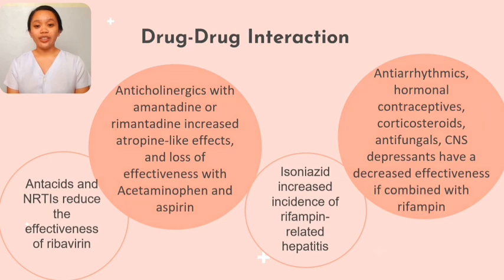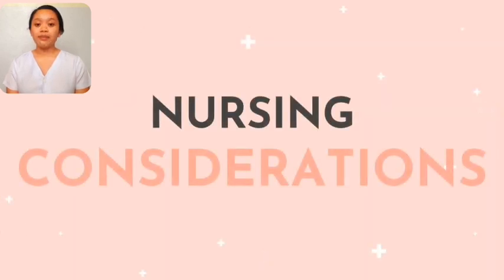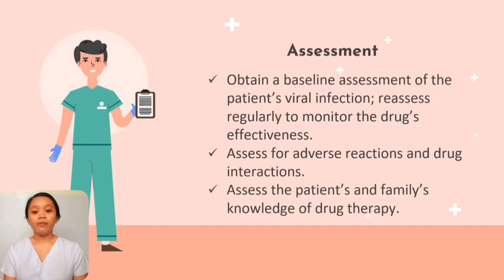Next are the important nursing considerations when administering antiviral agents for influenza A and other respiratory viruses. For assessment, obtain a baseline assessment of the patient's viral infection. Reassess regularly to monitor the drug's effectiveness. Assess for adverse reactions and drug interactions. Assess the patient's and family's knowledge of drug therapy.